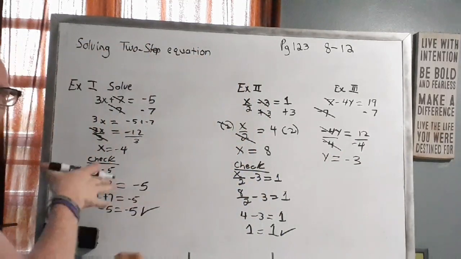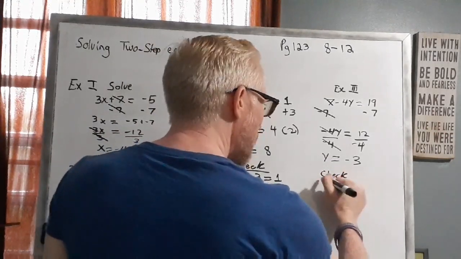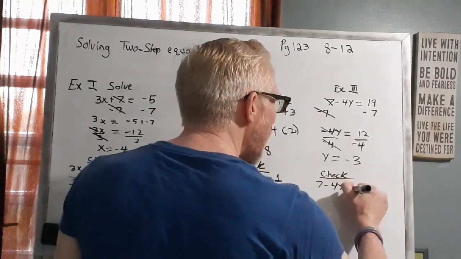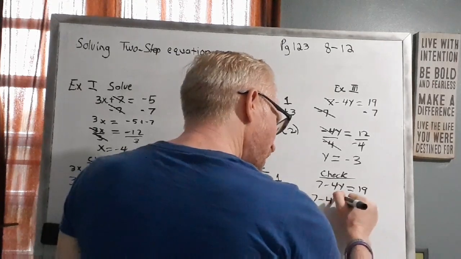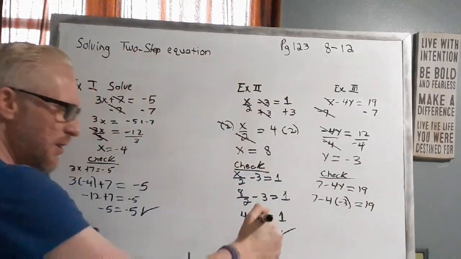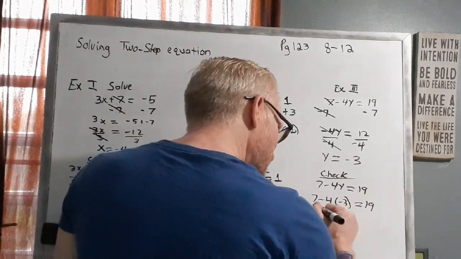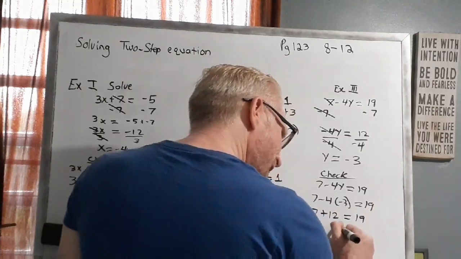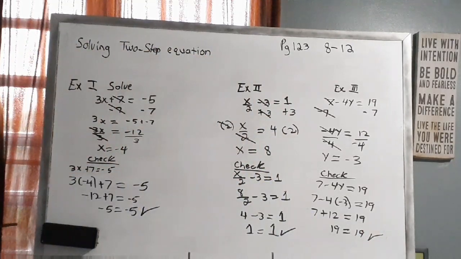And I can check my answer just like I did for the other exercises, so I'm going to simply plug in negative 3 wherever I had a y. So I'm going to say 7 minus 4y, but instead of writing y, I put negative 3, which is 7 minus 4 times negative 3 equals 19. So what's going to happen here is that minus 4 times negative 3 is actually going to be positive 12, so that would be 7 plus 12, which equals 19, and 19 equals 19. And they check out. So this is solving two-step equations, guys.